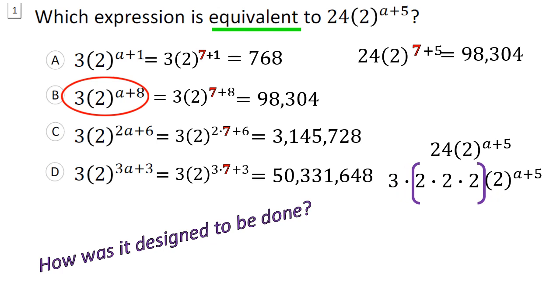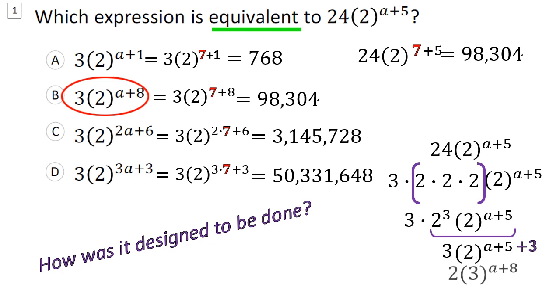Look at all 3 of those 2's. They can go with these 2's. 3 2's there, that's 2 to the 3rd power. And when you multiply powers with the same base, what do we do with their exponents? We add the exponents. So let's add those exponents. That's 2 to the a plus 5 plus another 3. Still have that 3 on the front. But now my exponent is a plus 8. That's how the problem was designed to be done. But because they were looking for something equivalent, we had a quicker, well, probably a slower technique, but it certainly worked.